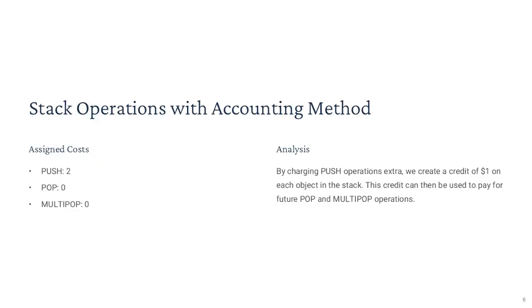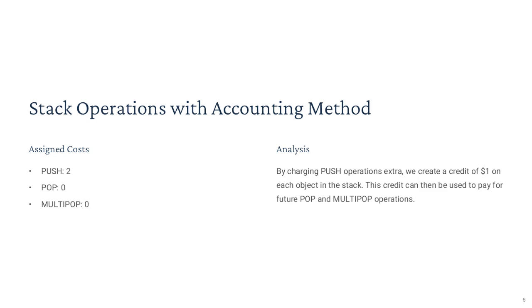The accounting method can also be applied to stack operations to demonstrate the efficiency of amortized analysis. In this case, we assign the following amortized costs to operations. Push is assigned a cost of 2, while both pop and multipop are assigned a cost of 0. The additional cost of 1 in push is treated as credit, which is stored on the pushed object. This credit is later used to pay for pop and multipop operations.